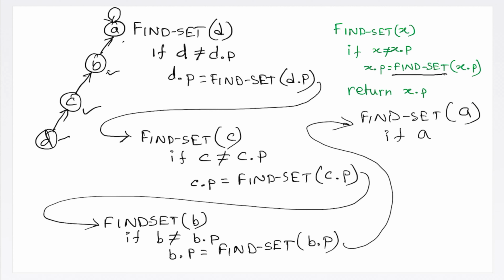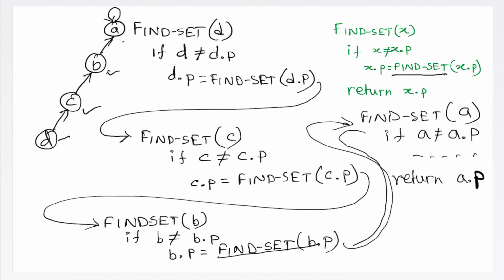Now if a is not equal to a dot p, this part becomes false. As a result, we will not go inside. Rather, we will directly go to the part where we return a dot p. So we are jumping here to return a dot p. Notice that a dot p is a. So we are returning a via this path. So instead of findSet b dot p, we can replace this by a.